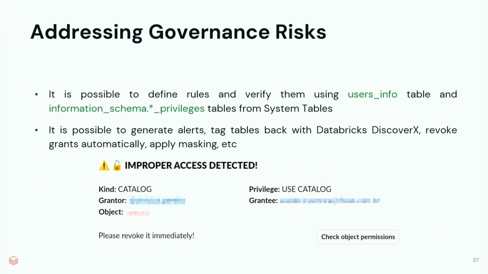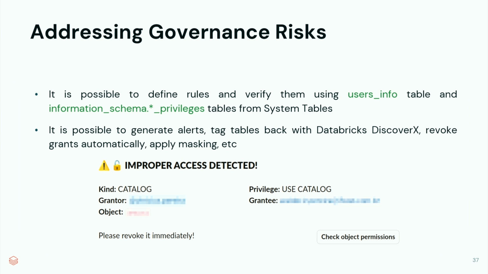With the users info table, we have the relationship between users and groups. And also with the privilege tables, we can track which kind of permission the users have on their tables. With that, we can generate alerts. We can tag the tables back. We can use tools like DiscoverX from Databricks to tag tables. We can revoke grants, and we can apply masking. And it can also be used with an ABAC feature that Databricks is releasing.